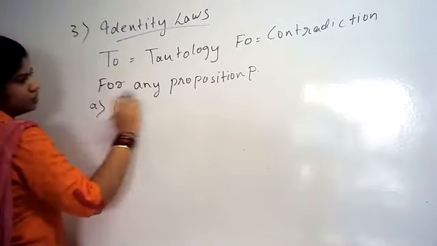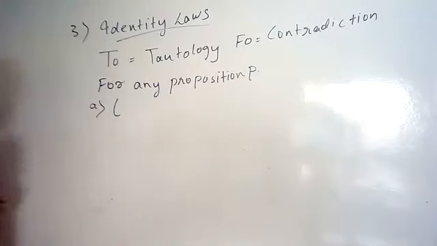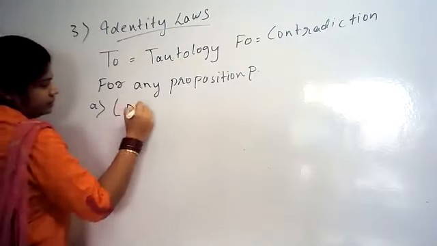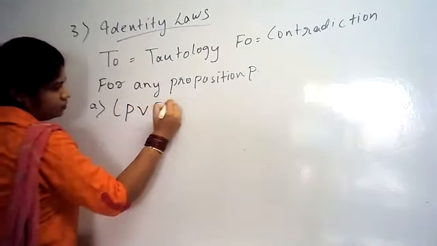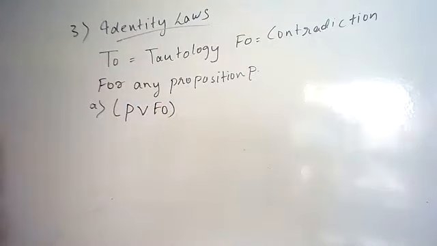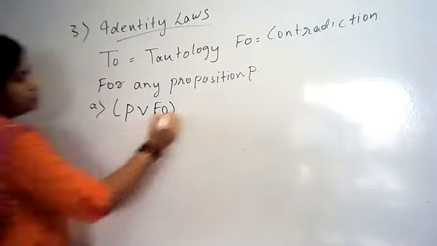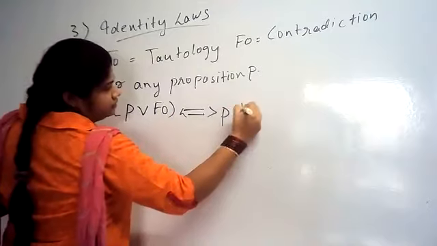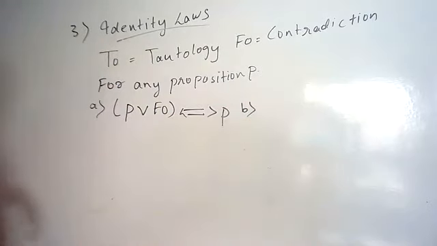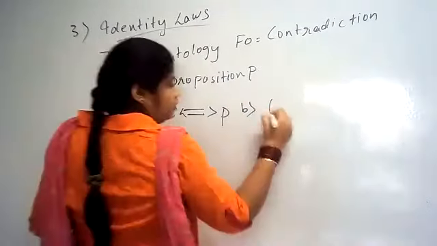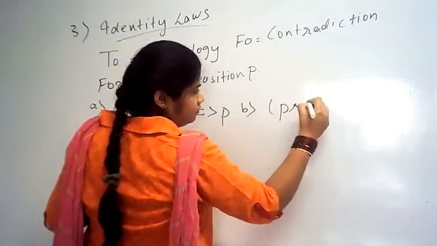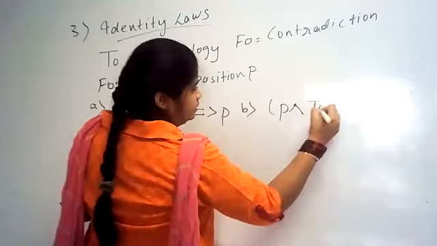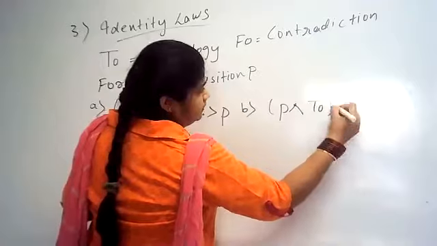What is the proposition? Only one proposition, that is proposition P. P disjunction F0 is logically equivalent to P. The second one says that P conjunction T0 is logically equivalent to P.